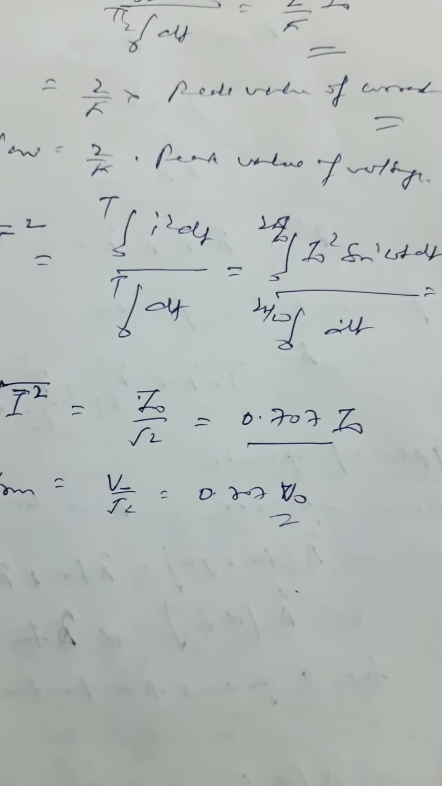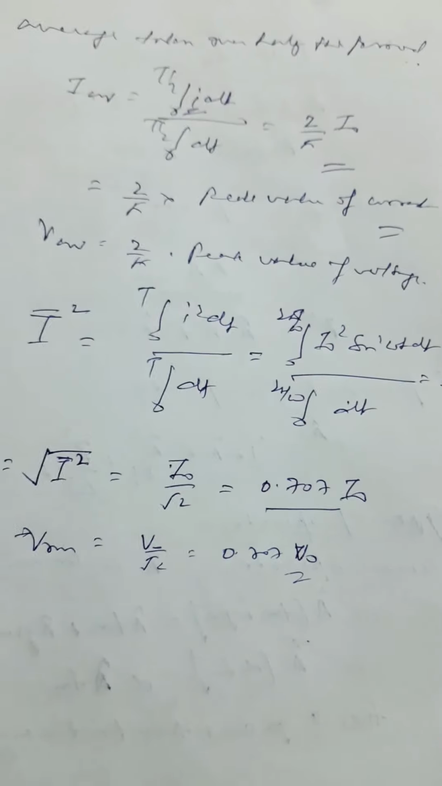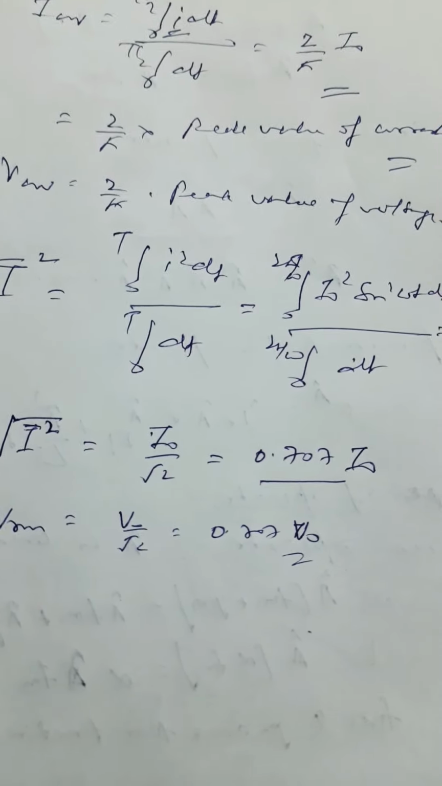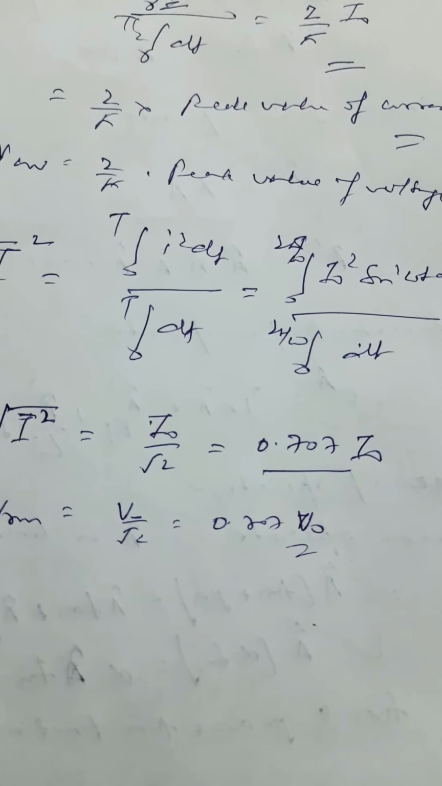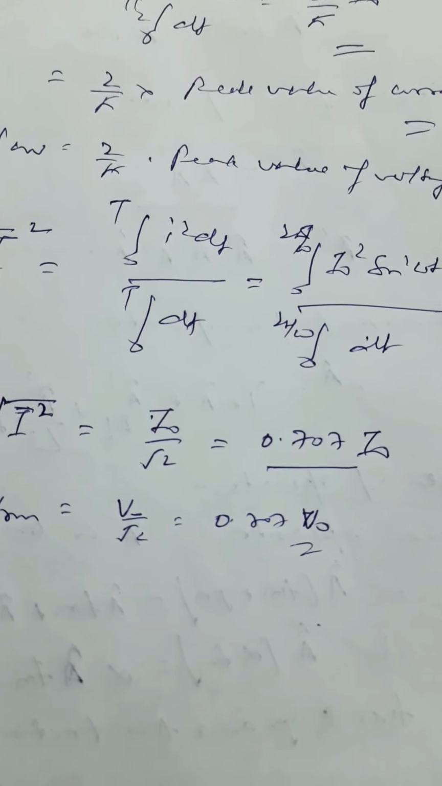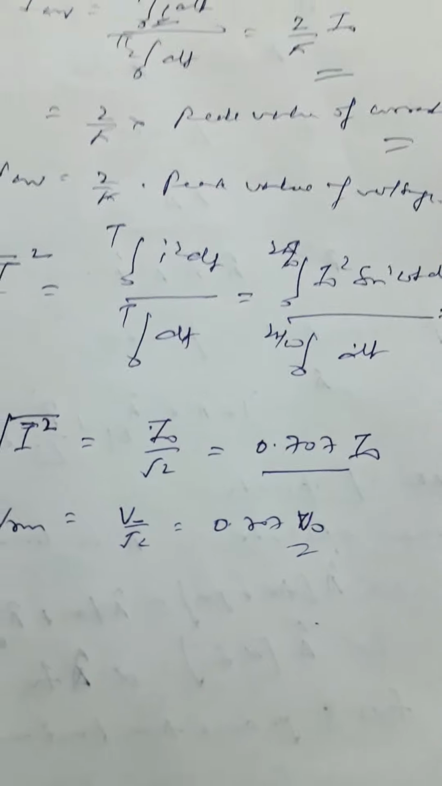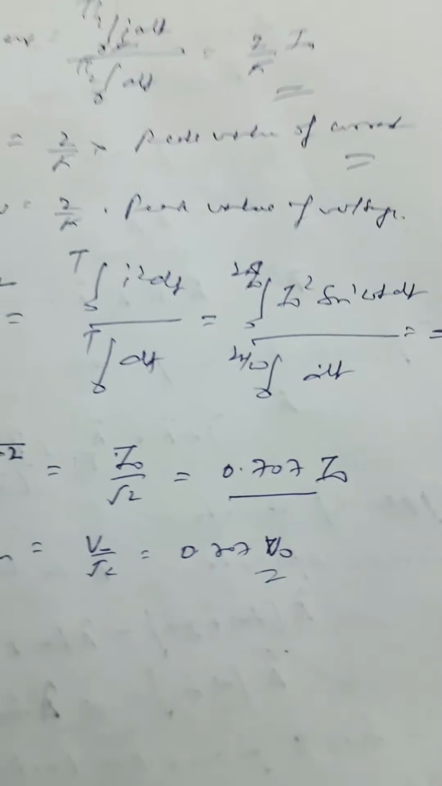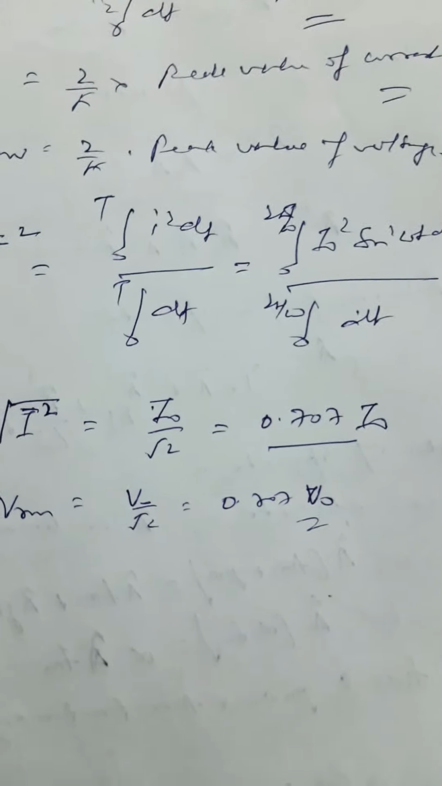Obviously, what we can say is that when we talk about the household power supply of 200 volt AC, what it actually means is root 2 into 200 volt. If we talk about 220 volt, then it is root 2 into 220 volt, which comes to approximately 310 volts. So that is the peak value of the voltage.